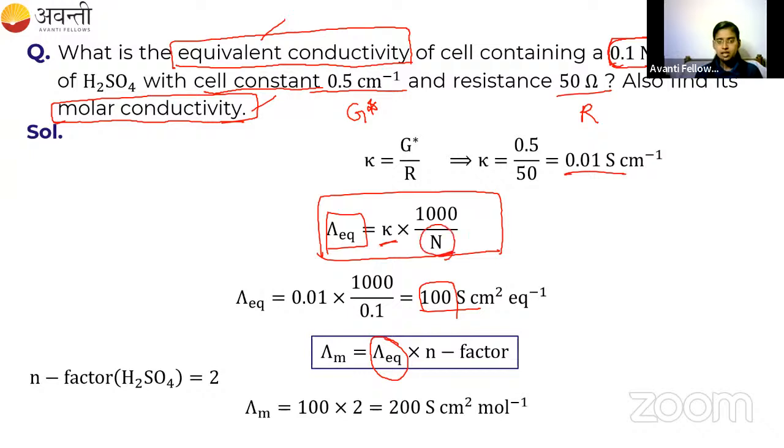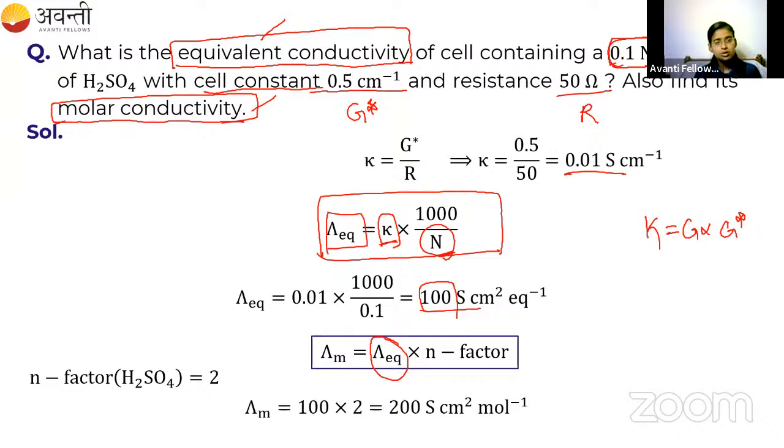Normality is given, kappa is not given. So how to get kappa? We can get kappa in many ways. We have already studied one more formula, no? Kappa is equal to G into G star. So like this, we have many formulas to find out a single term, and you have to select which formula has to be used in this particular question.